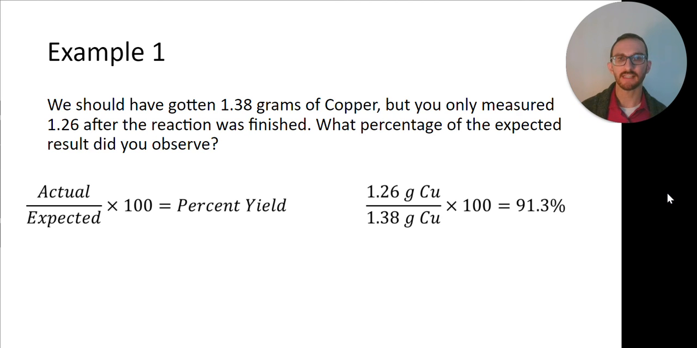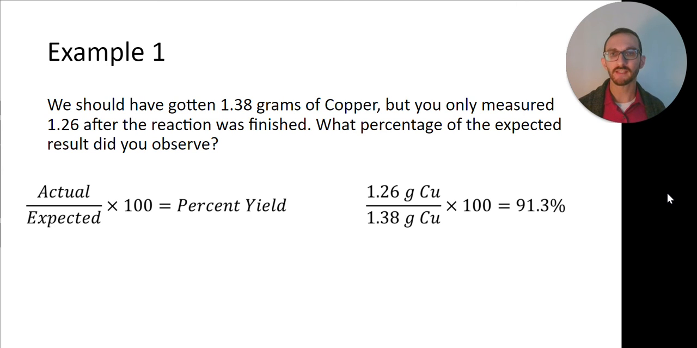So let's look at some example questions. In our first example, your stoichiometry says that you should have gotten 1.38 grams of copper, but you only measured 1.26 grams after the reaction was finished. And so the question here is, what percentage of the expected result? What was your percent yield?